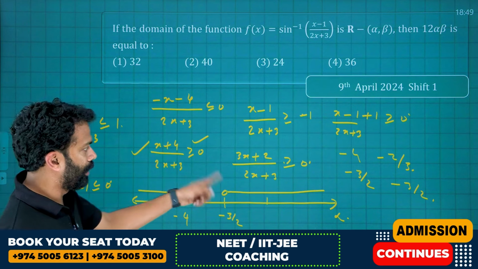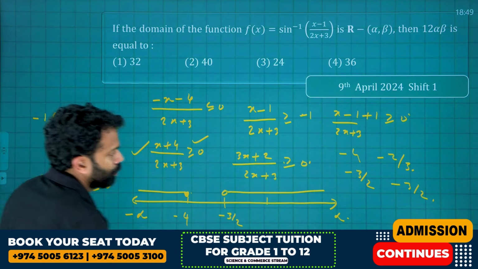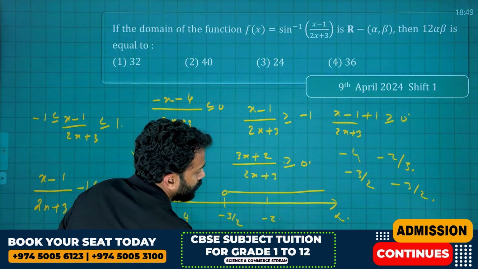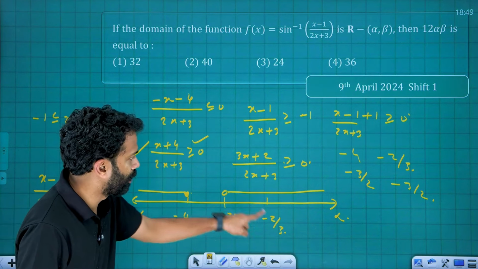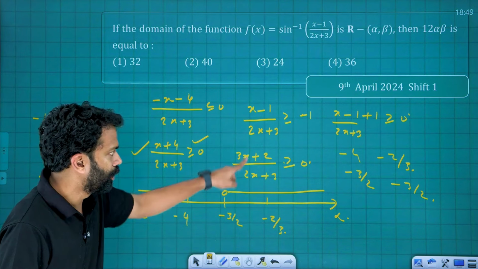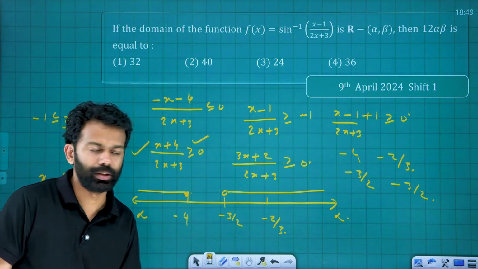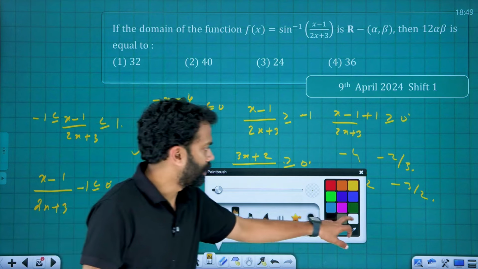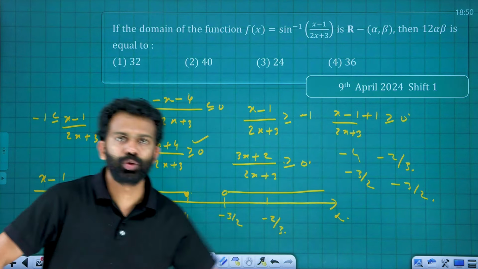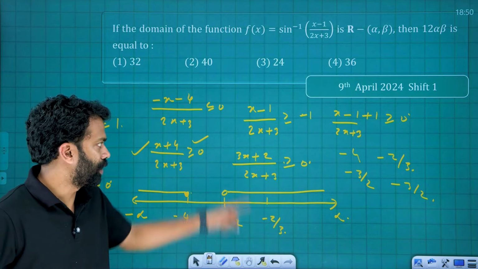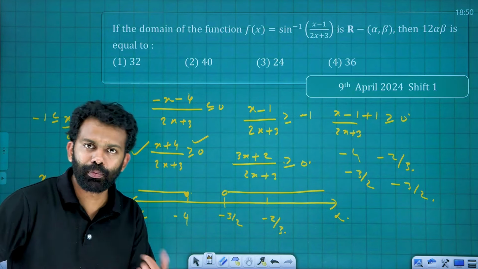For that, we need to write another point, that is minus 2 by 3. Minus 2 by 3. And for here, we need to consider minus 3 by 2 and minus 2 by 3 only, that's where the numerator and denominator separately become 0. We can use another ink here. Tell me a number which is greater than minus 2 by 3. 0. If you substitute 0 here, what will happen? You will get a positive value.